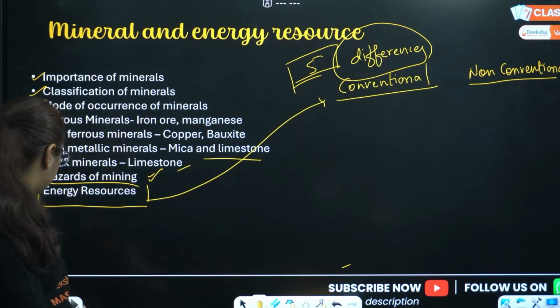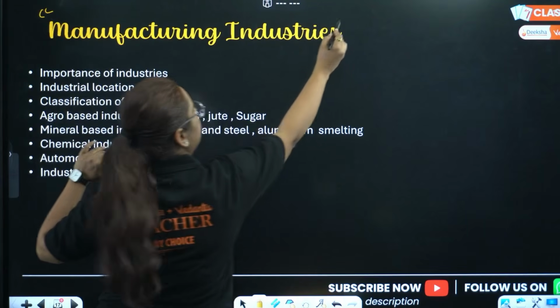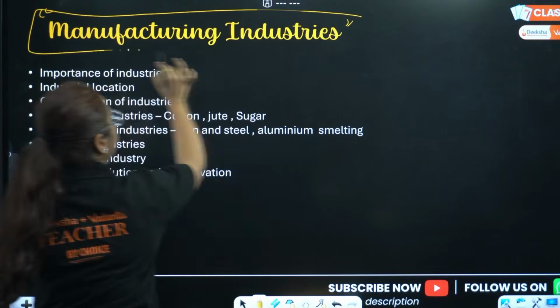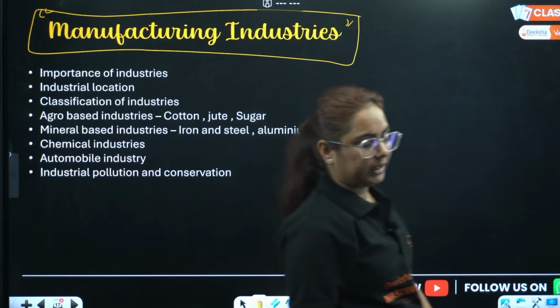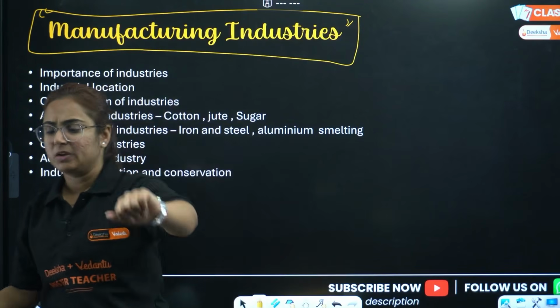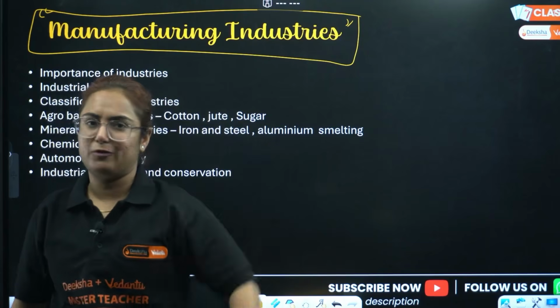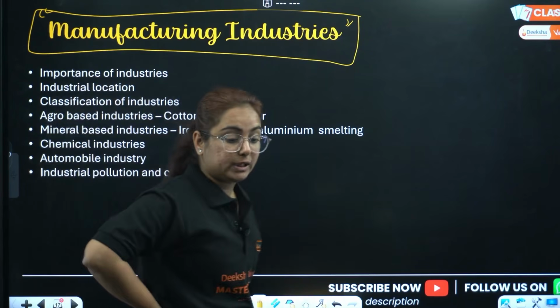Okay, very good. We are ending the chapter, moving to manufacturing industries. Next chapter, that is manufacturing industries. Last chapter, because it is the lifelines of the Indian economy chapter. In the lifelines chapter, only map work is going to come. Fine. Manufacturing industries.